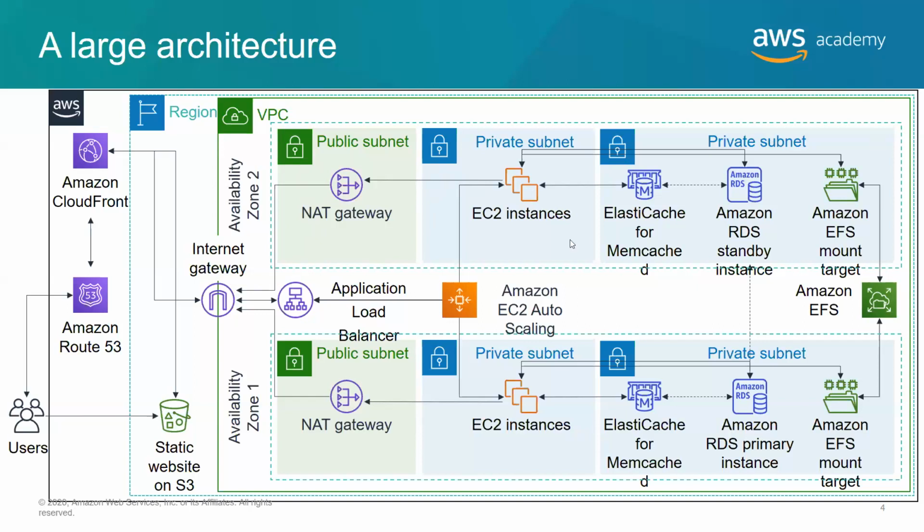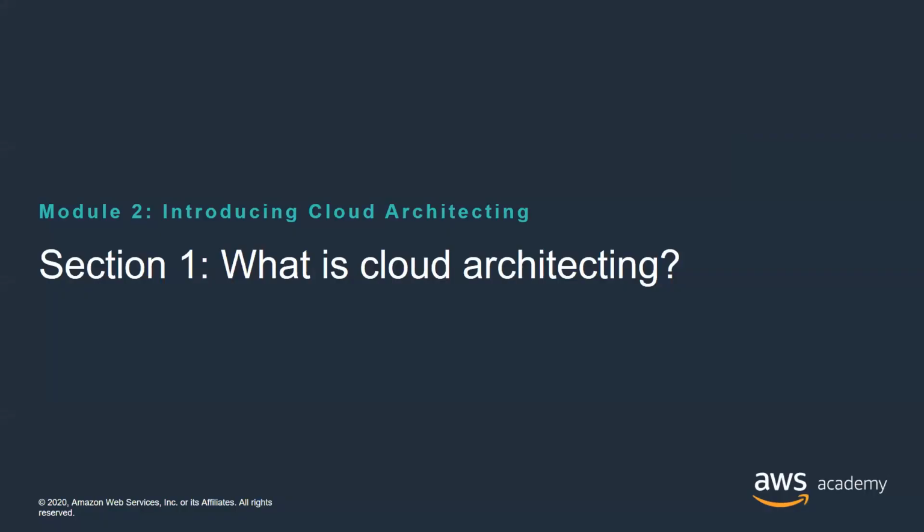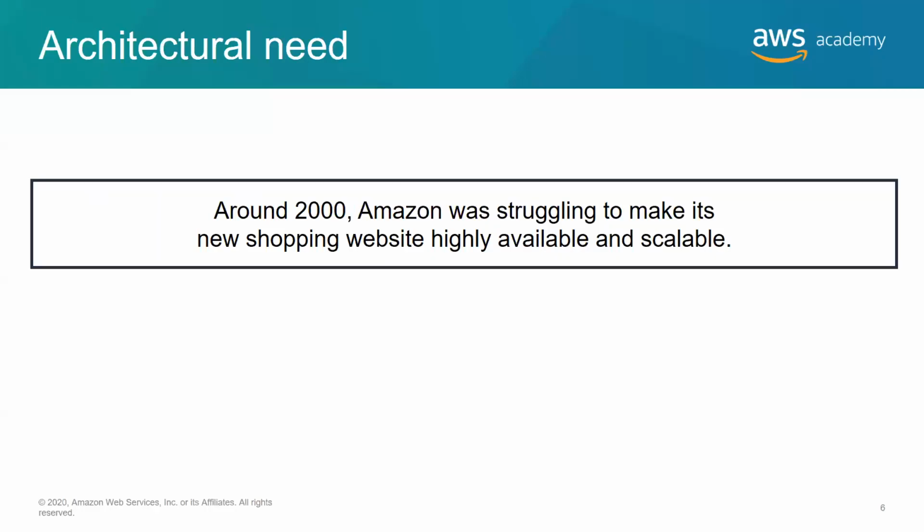Inside the private subnet, all these resources are connected, and all these things are available here. Got it? So this is the large architecture available. Now let me see one by one. Second one, we should know what is cloud architecting.